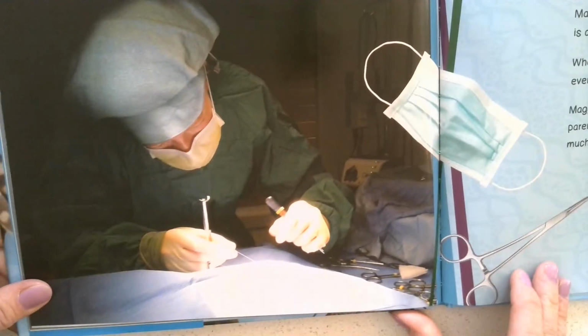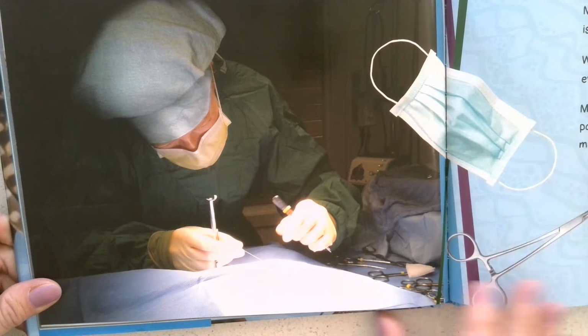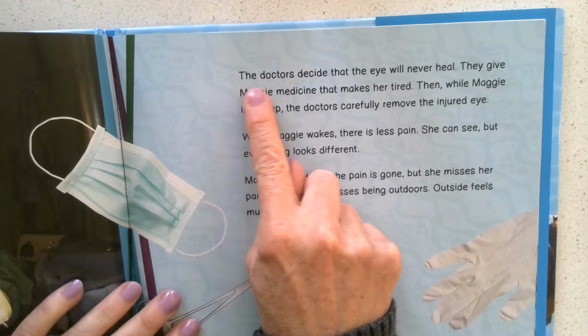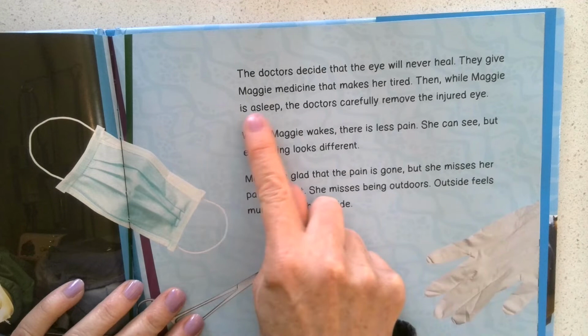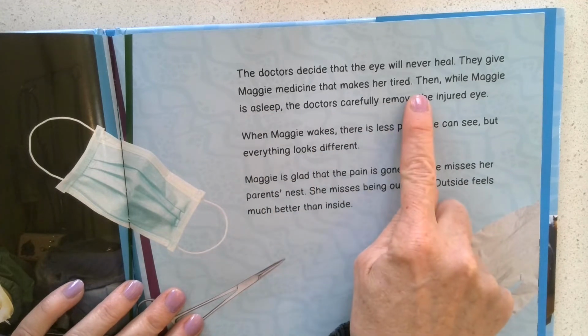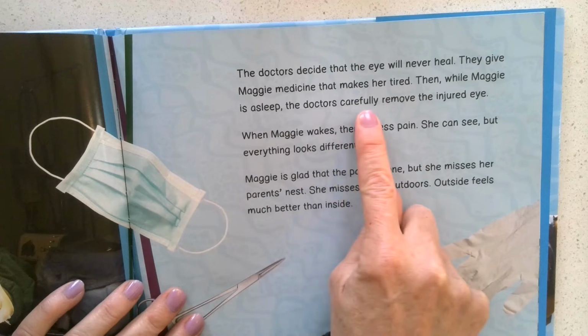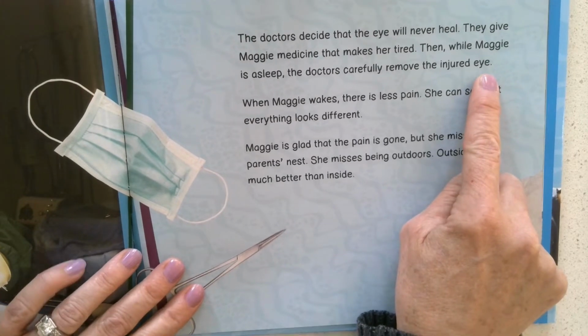You can see here, looks like she's having a surgery. I see some medical tools, a mask, some scissors, and it says, the doctors decide that the eye will never heal. They give Maggie medicine that makes her tired. Then, while Maggie is asleep, the doctors carefully remove the injured eye. So they had to take out her eye. It was hurt so bad.